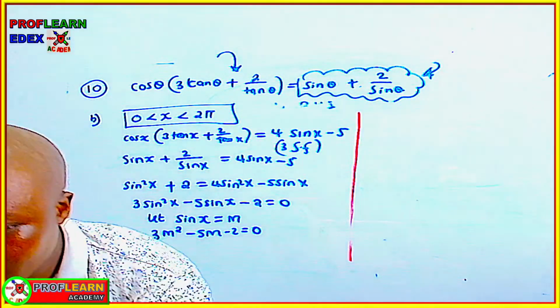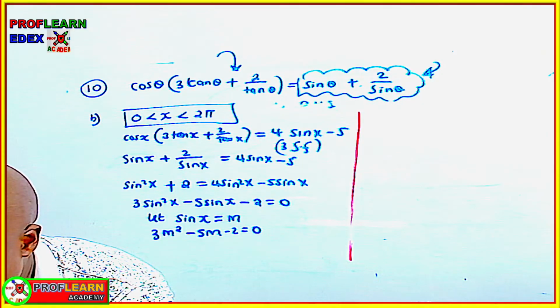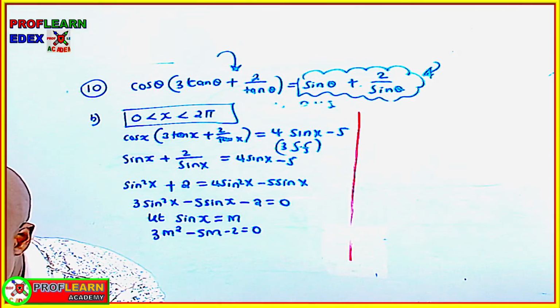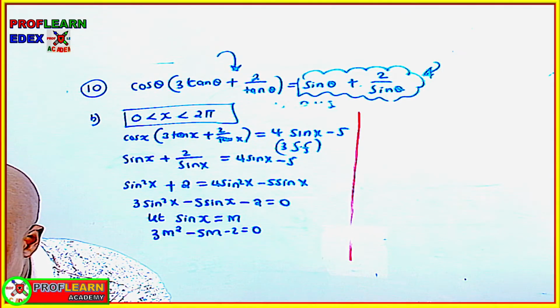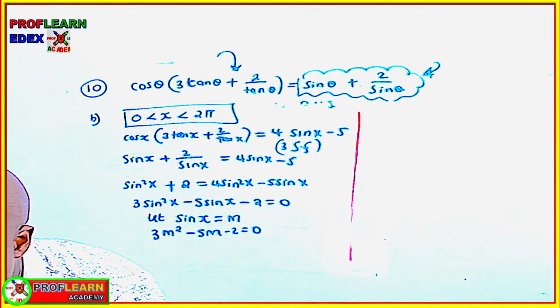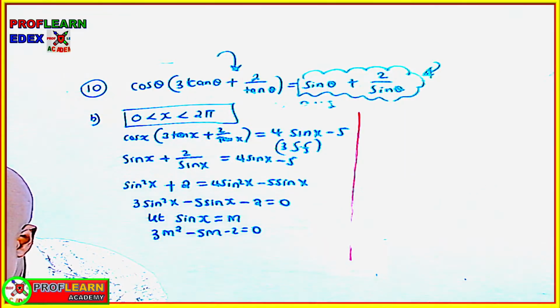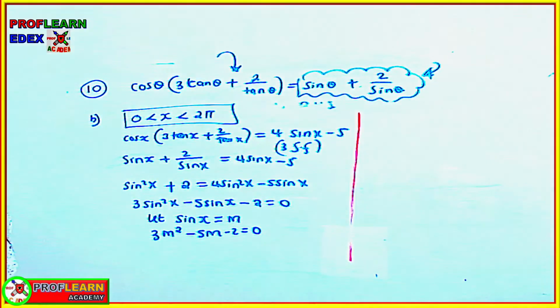At this point, I'll expect you to write in the comment section how you solve, what the answer is when you solve that quadratic, 3m squared minus 5m minus 2 is equal to 0. If you solve it, which answers do you get?